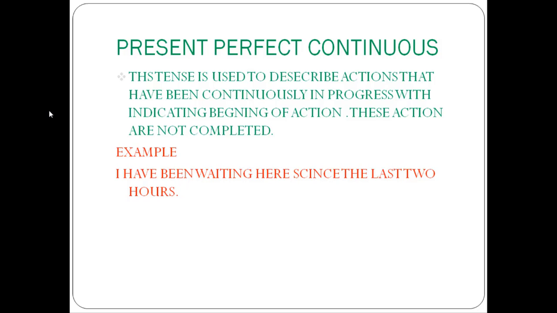So here we complete the course of the present tense with its aspects. There are 4 aspects of the present tense. It is very simple: simple present, present continuous, present perfect, and present perfect continuous. So after this we move toward the past.